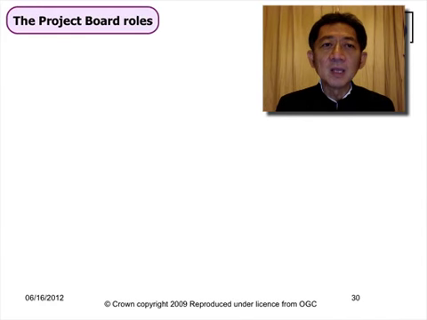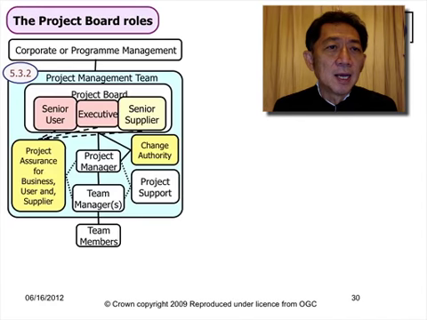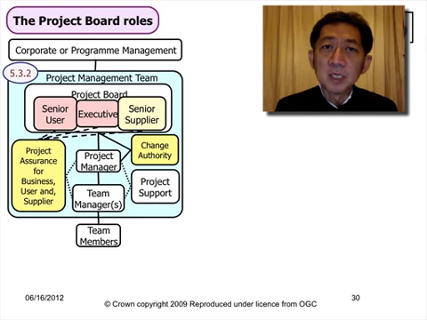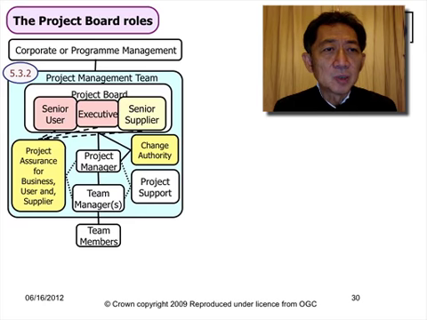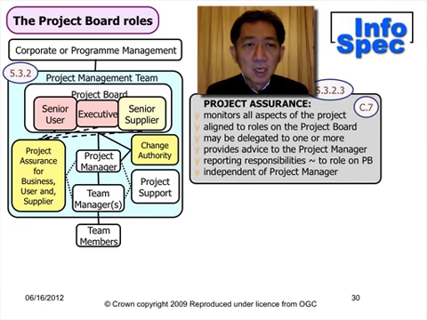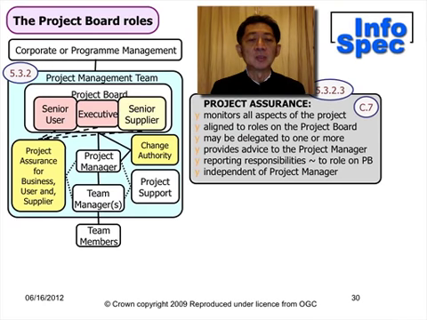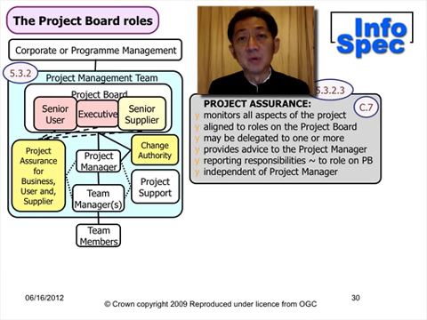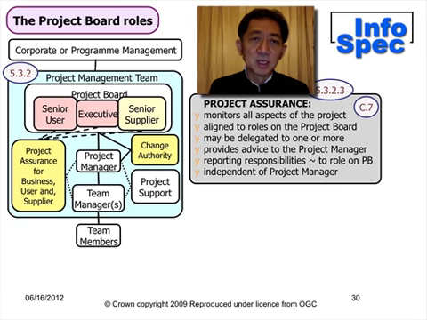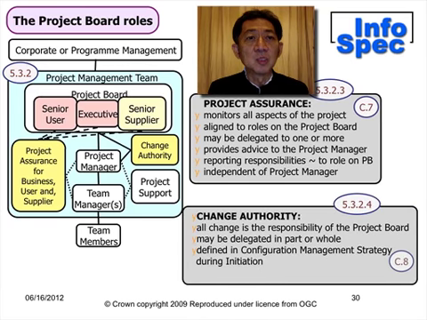Now, the project board roles. Corporate or program management would be in charge of project assurance. Project assurance is a very important part of the role of the project board, so it's not just giving authorization. In terms of the role, they've got to make sure that things are happening the way they're supposed to happen, and they achieve that through a project assurance role.